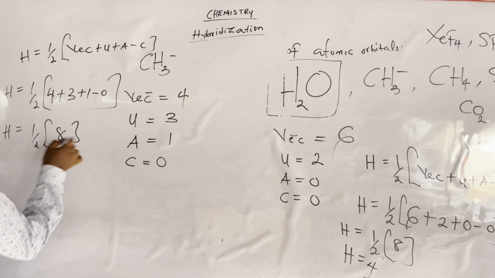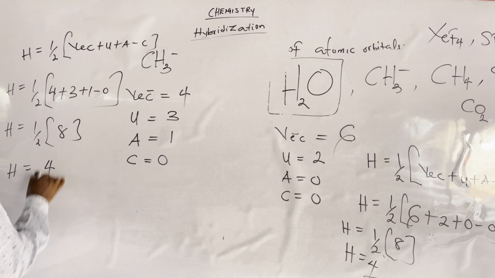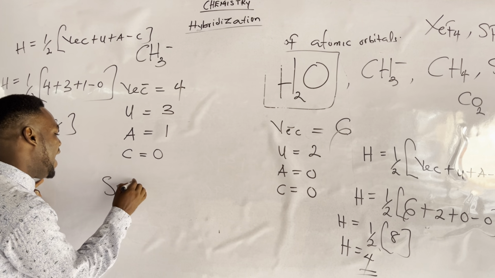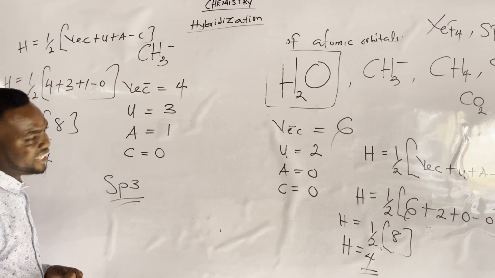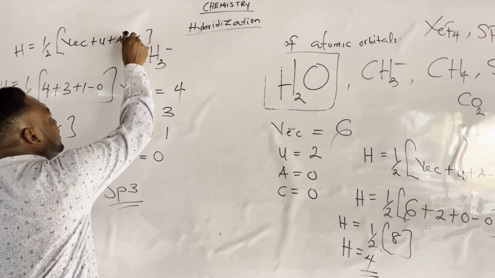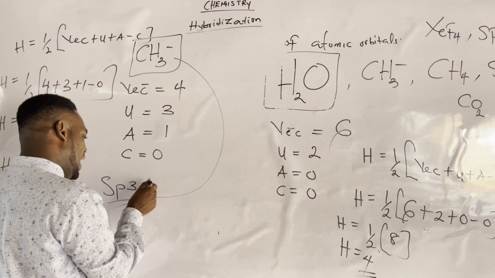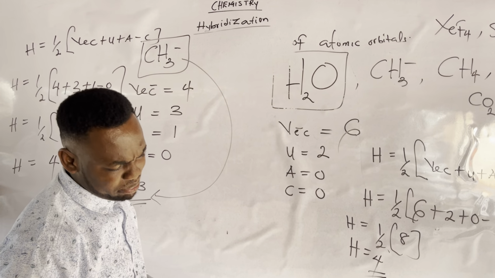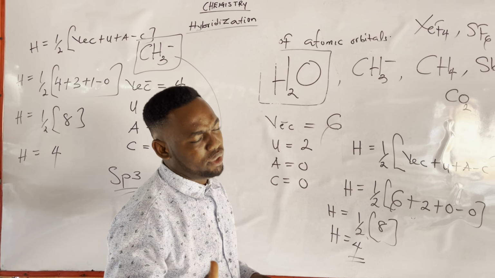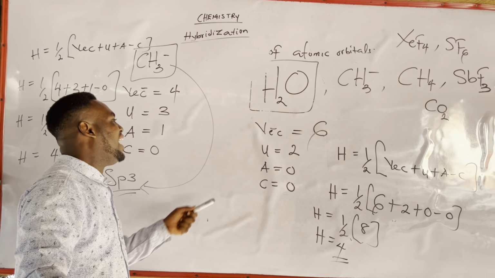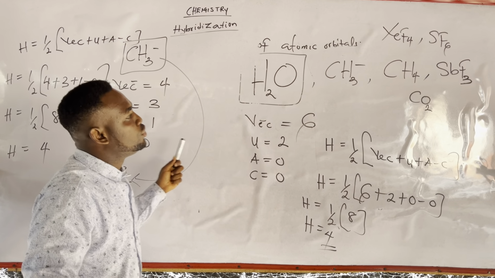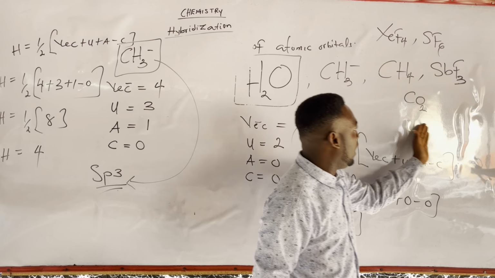Put it there. Half of 8 once again, what do we have? 4. When we have 4, what do we have? We are going to have sp3. Alright? So CH3 minus is sp3 hybridized. This is how to determine hybridization in inorganic molecules. That's why I said we are actually determining the hybridization of the central atom. Do well to solve these ones here now.